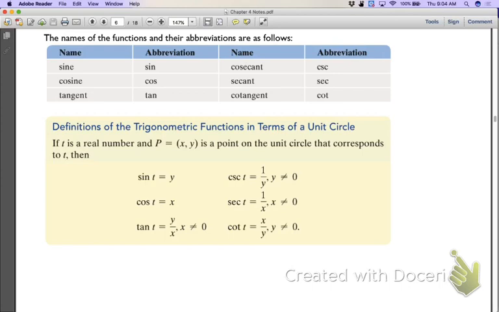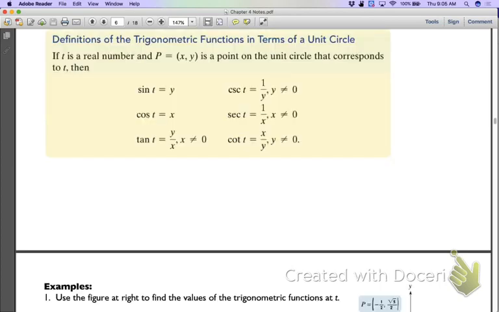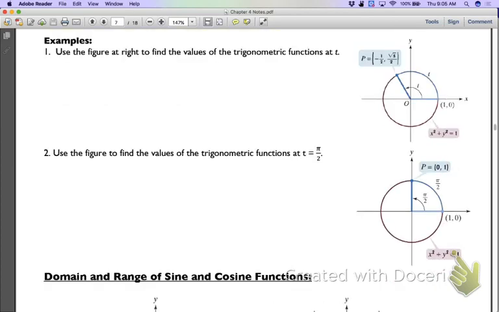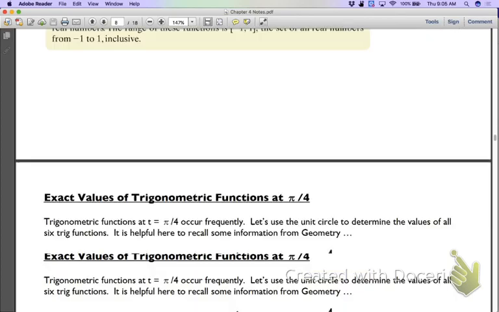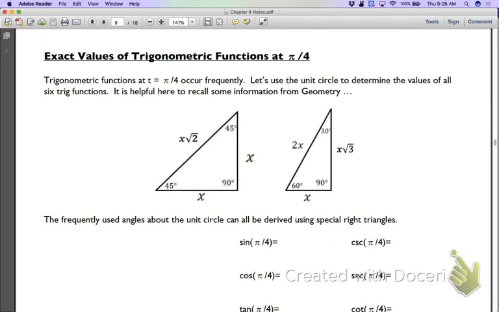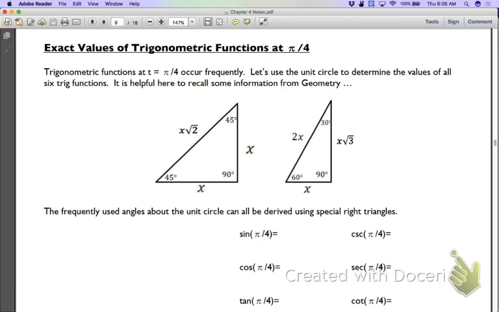And then your sister functions, cosecant, secant, and cotangent, are each just a reciprocal: cosecant is the reciprocal of sine, secant is the reciprocal of cosine, and cotangent is the reciprocal of tangent. Whenever we use this, one of the big parts is our exact values of trig functions at pi over 4. Pi over 4 is one that's going to be frequently used.